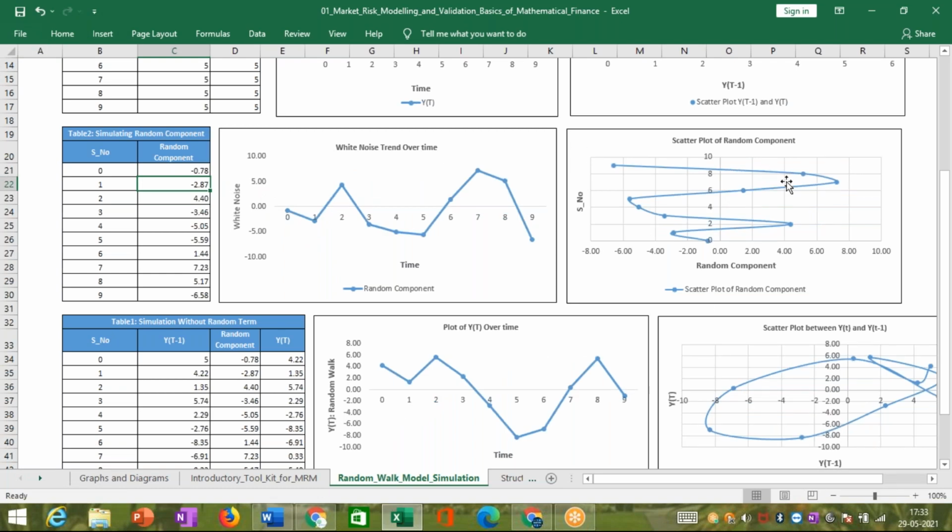So overall it changes over here. There is no specific pattern, and you can see how it changes. Now come to the next part. This is the table 1 simulation without the random term. First of all, you have the values that I have over here.